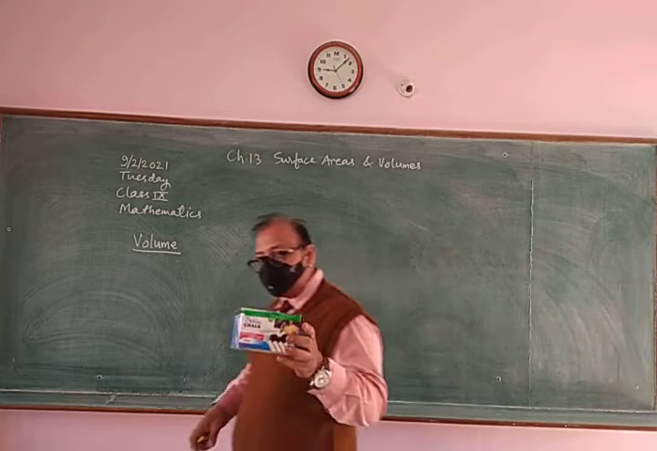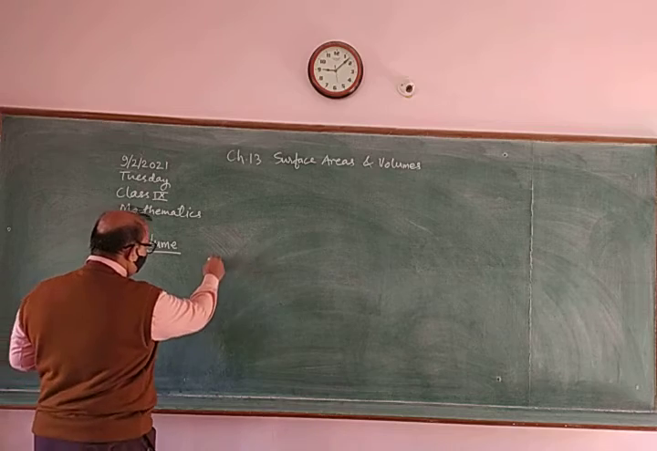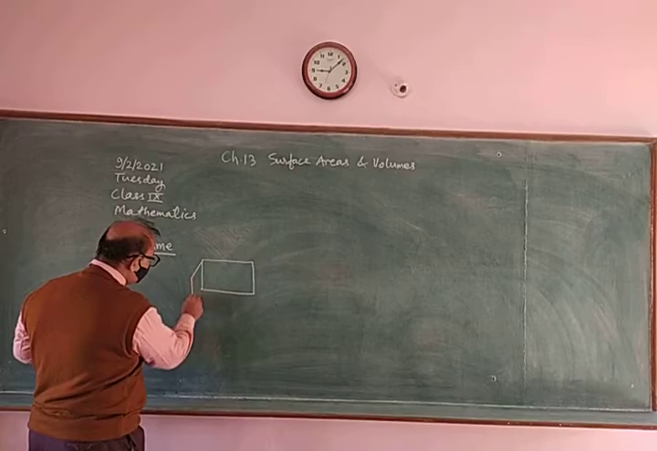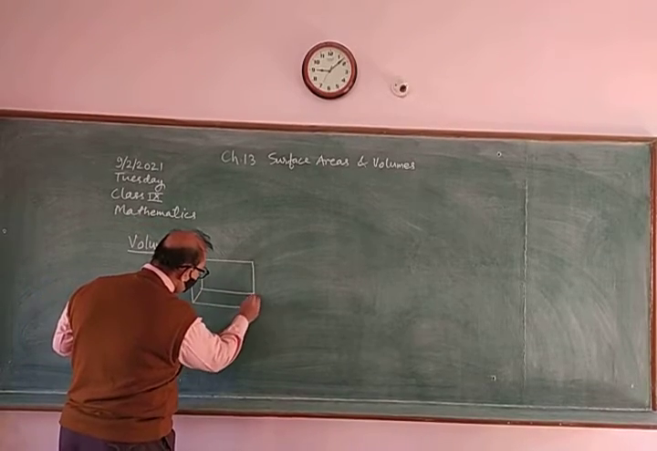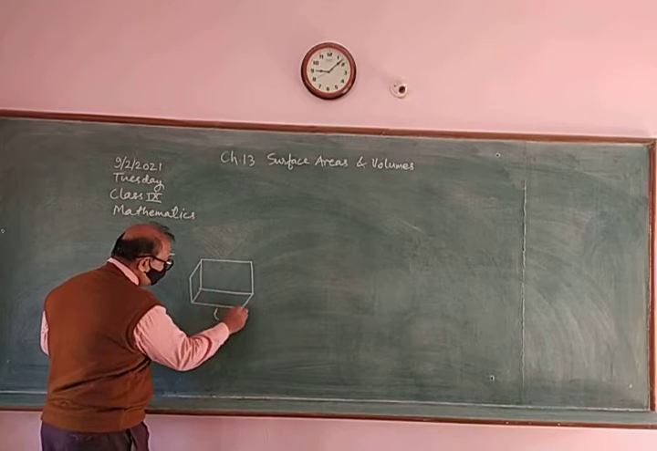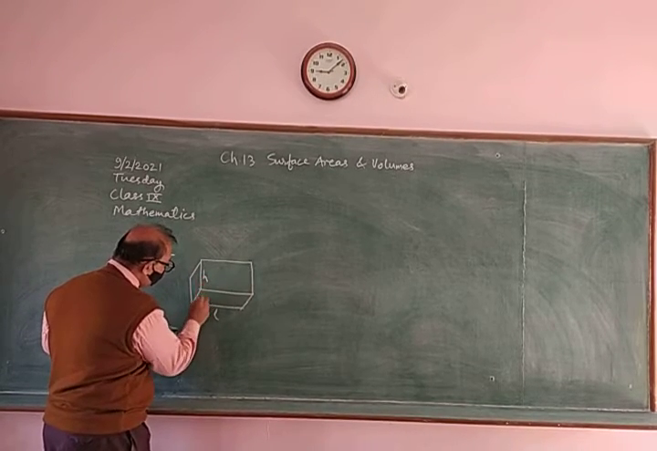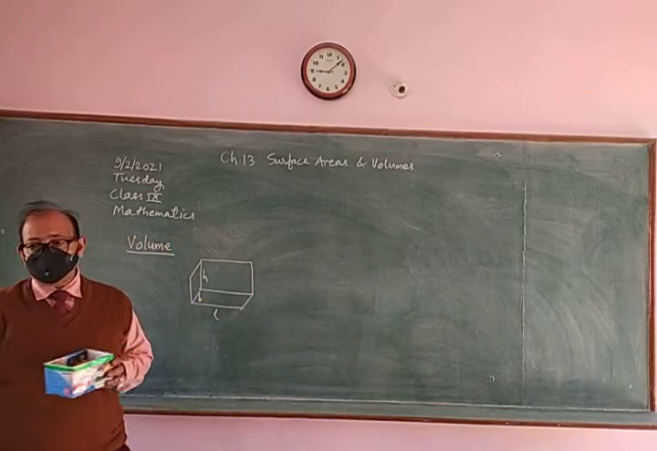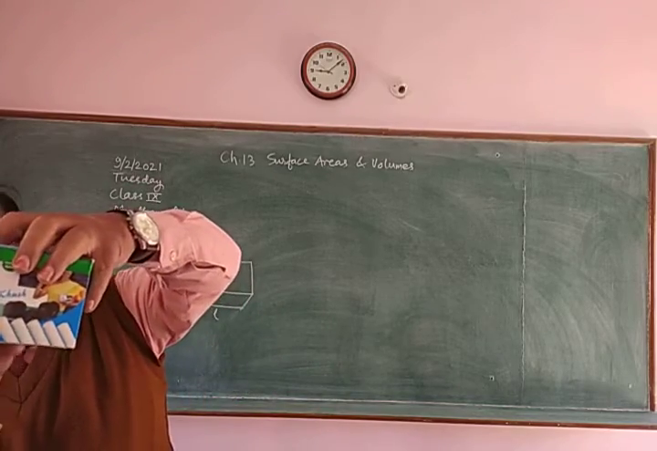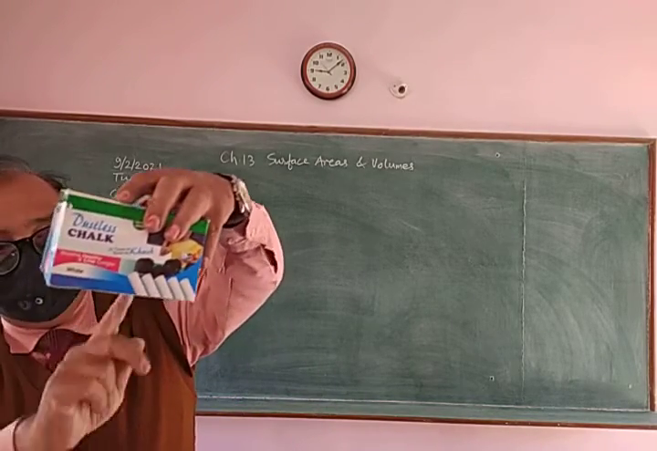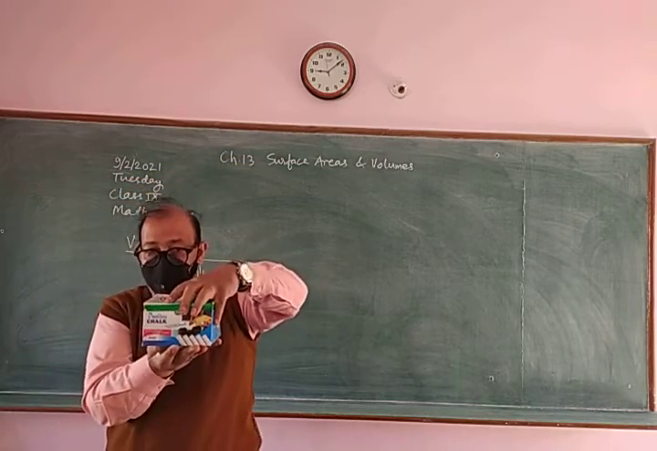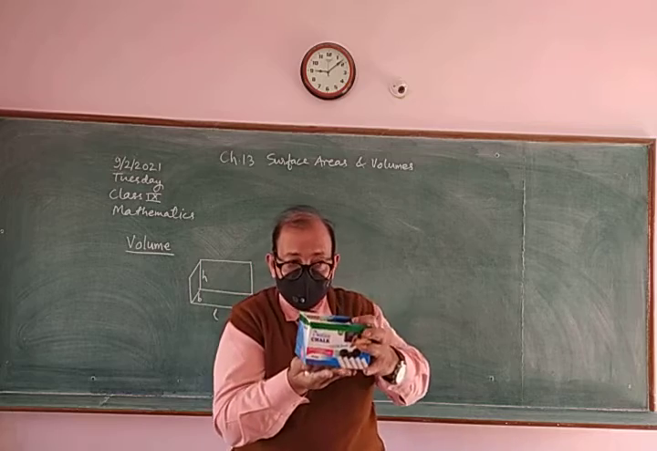Look here. This is a cuboid. You have seen the cuboid? Cuboid has length, breadth and height. Now what am I doing? What is the area of the base? This is the length and this is breadth. Area of base is length into breadth.